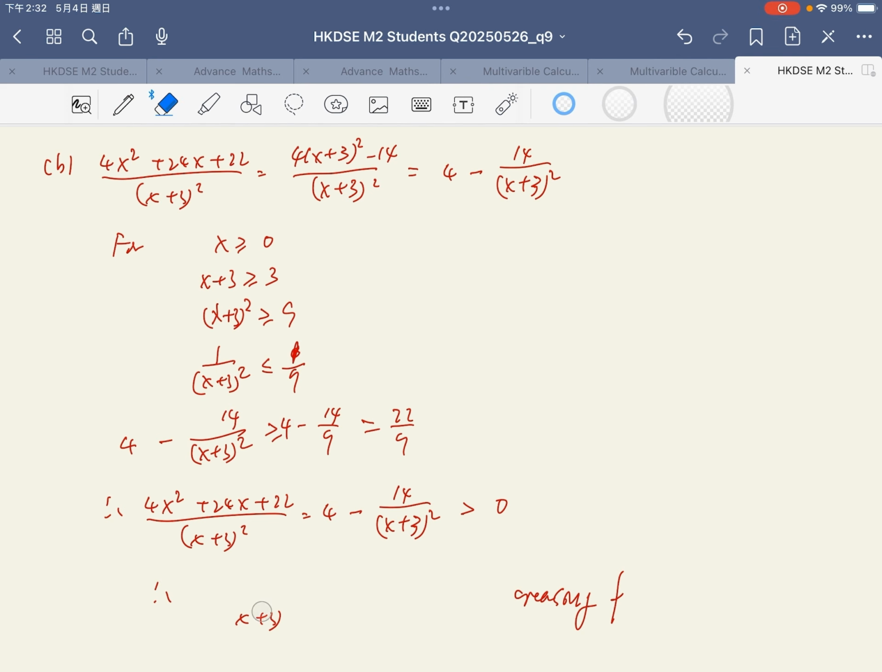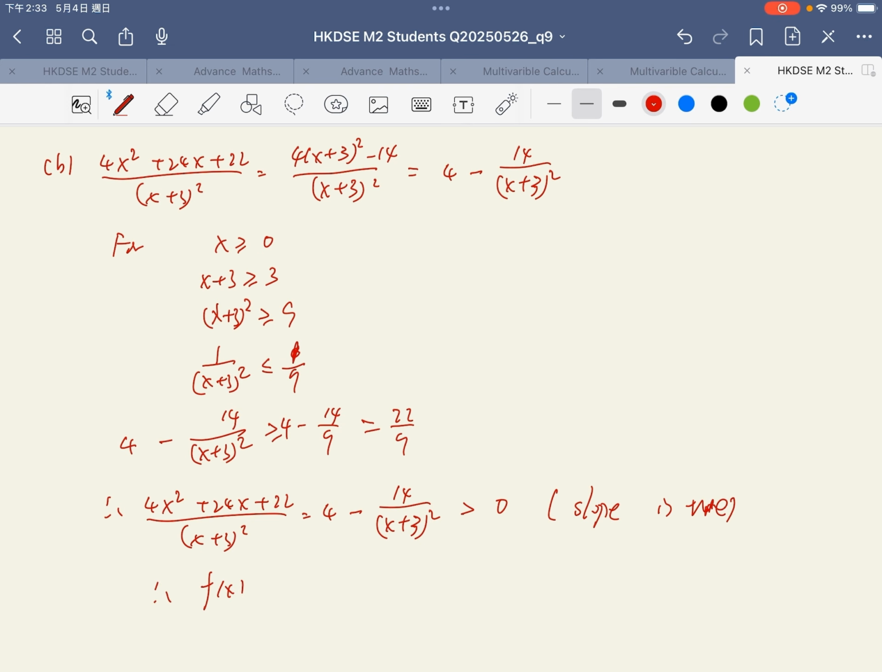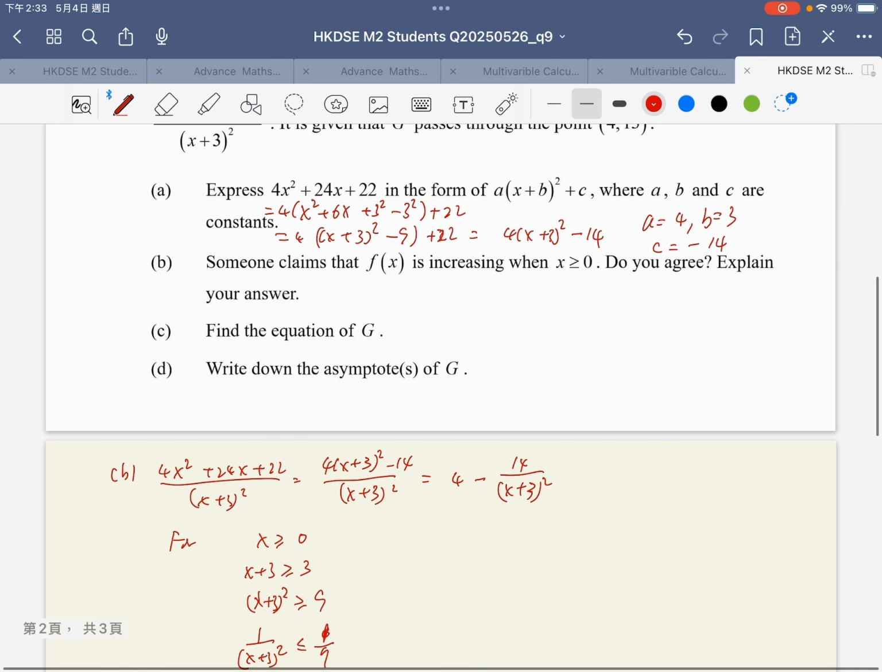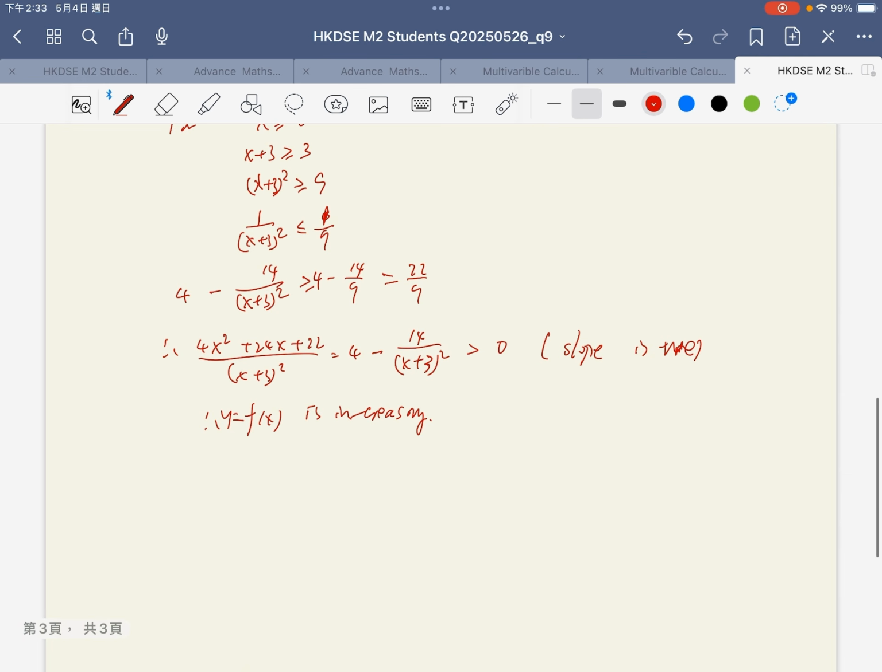Because the slope is positive, that means the function should be increasing. Therefore, y equal to f(x) is increasing. Yes, that's part B. Okay, for part C, find the equation of g.